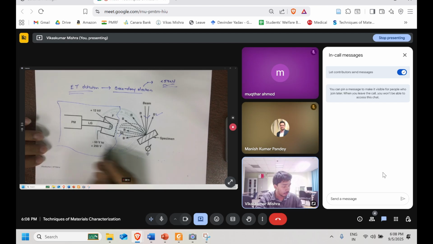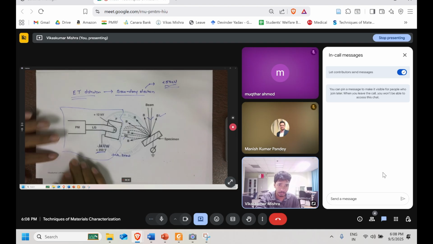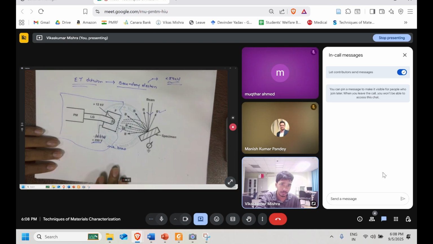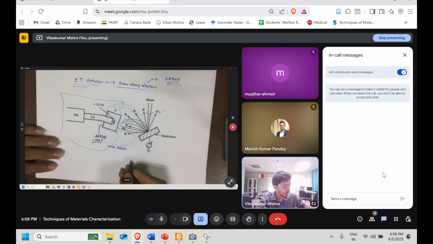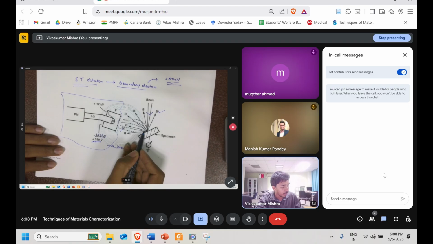The cage will be positively biased by a certain value, maybe 250, or in the class we saw that it is around 300. It varies from SEM to SEM, but more or less it will be around this. Now the electron has negative charge, and this has the positive bias, so it will attract it. So we will be able to capture the secondary electrons having low energy.